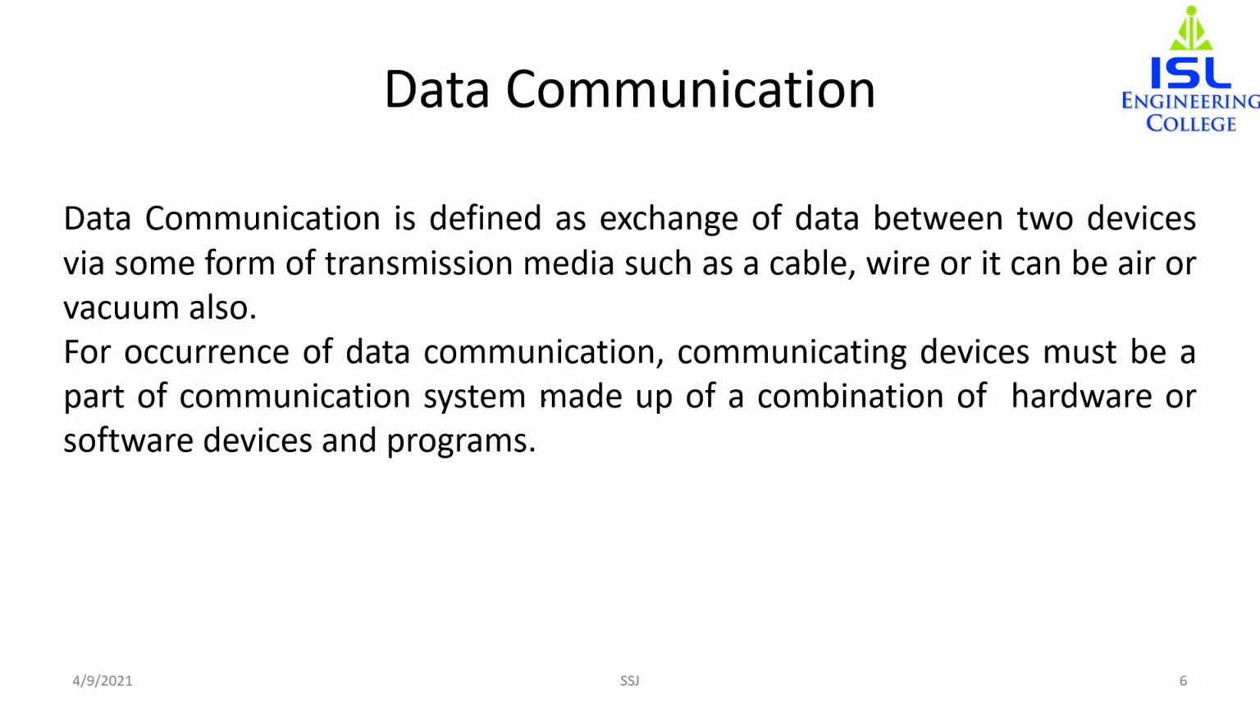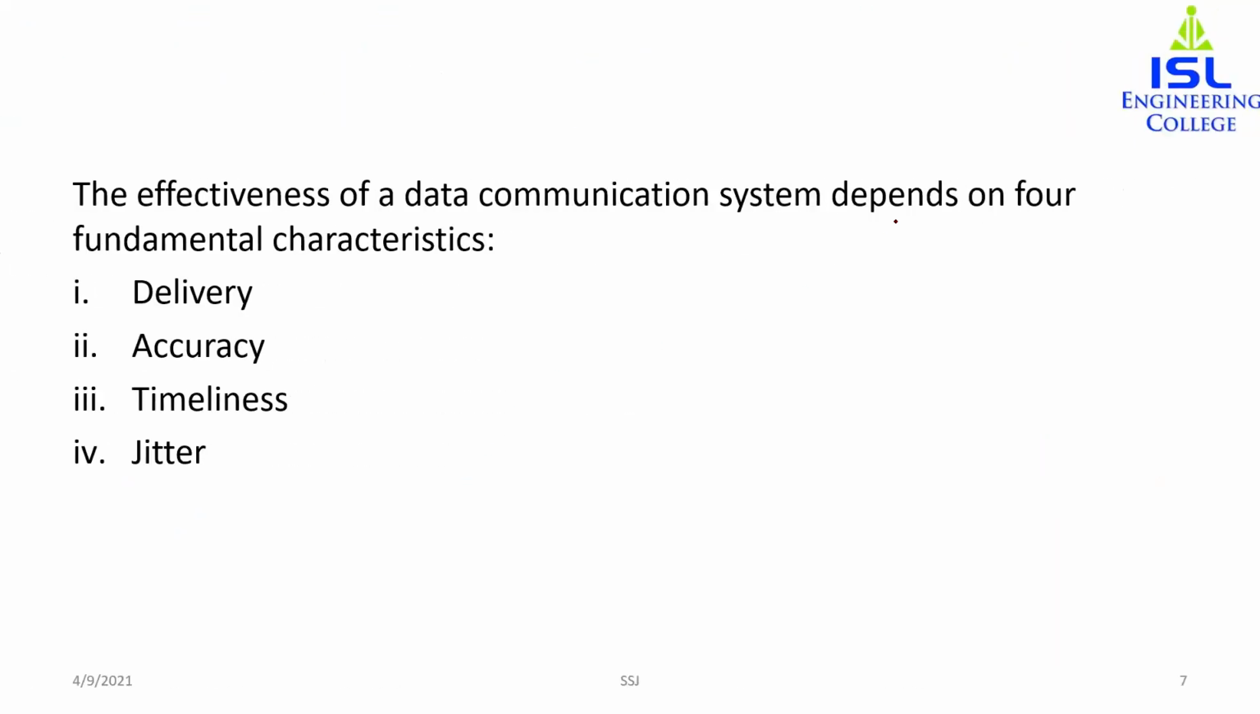So it must be a part of a communication system made up of a combination of hardware and software devices and programs. Hardware means basically the physical equipment, the routers, modems, all such kind of things. And the software is basically the programs or the applications that you install over this hardware to communicate. Now the effectiveness of this data communication system depends on four fundamental characteristics.